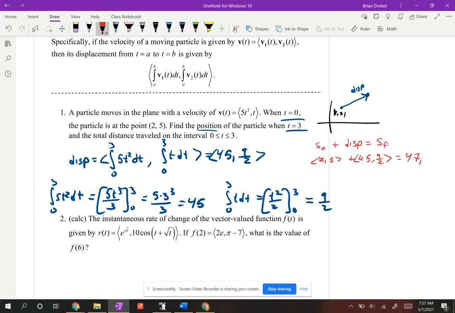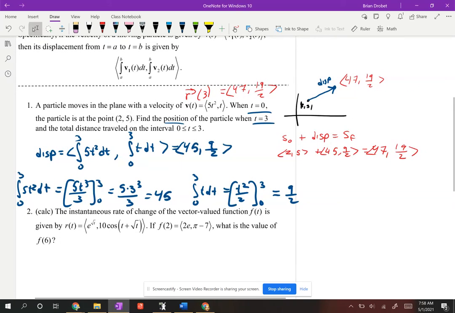So what's that? 9.5 is 19 halves, right? Yeah. So 47, 19 halves is the final position. That means I ended up here at the point 47, 19 halves. All right. So the position at time 3 is therefore, we'll use the r notation, r at 3 is 47, 19 over 2. And then to find the total distance traveled is length.